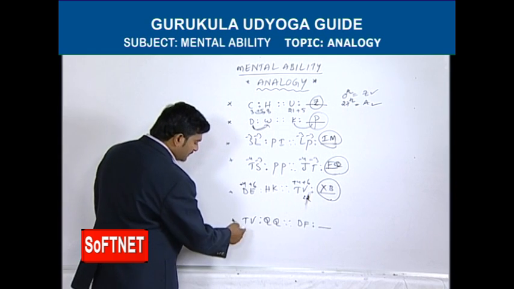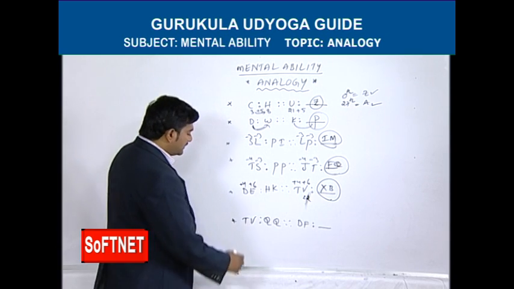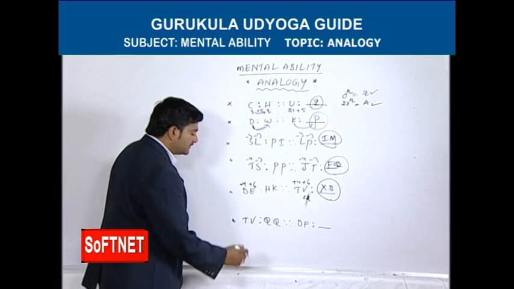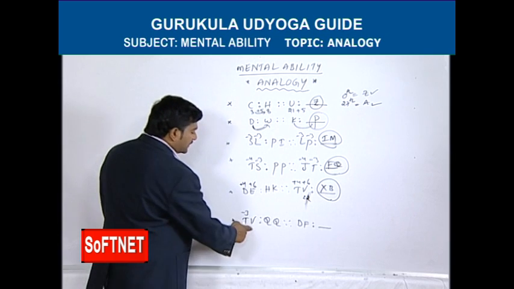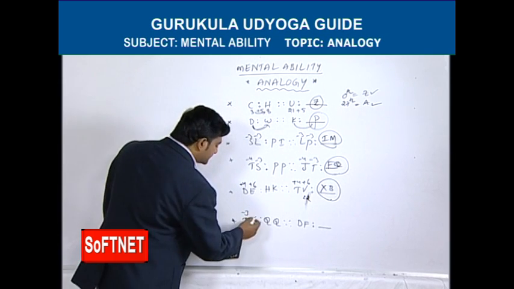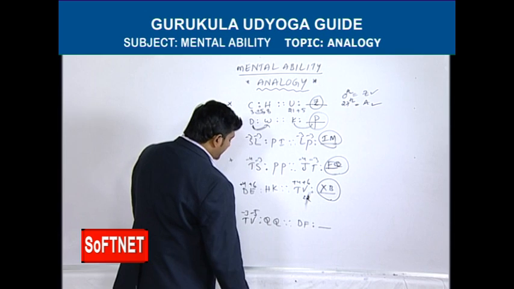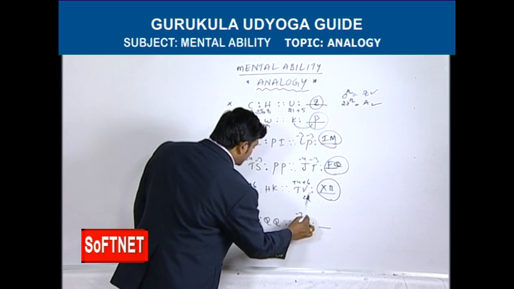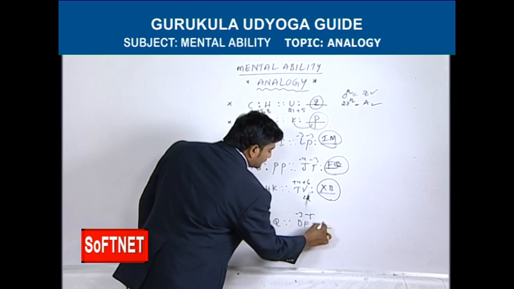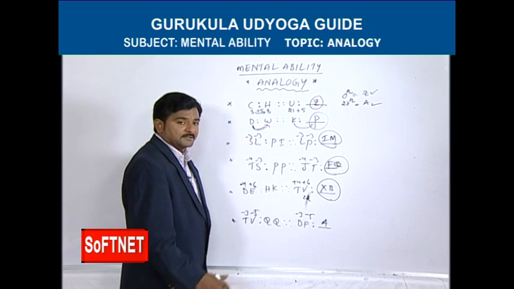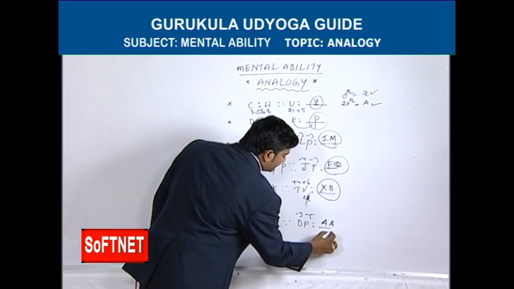See, observe here. TV is to QQ as DF is to dash. T means 20, Q means 17, so 20 is written as 17, minus 3. Whereas here V means 22, Q again 17, so minus 5. So minus 3, minus 5. Now apply the same concept here also. D means 4, 4 minus 3 is 1, which means A. F means 6, 6 minus 5 is 1, again A. Okay.